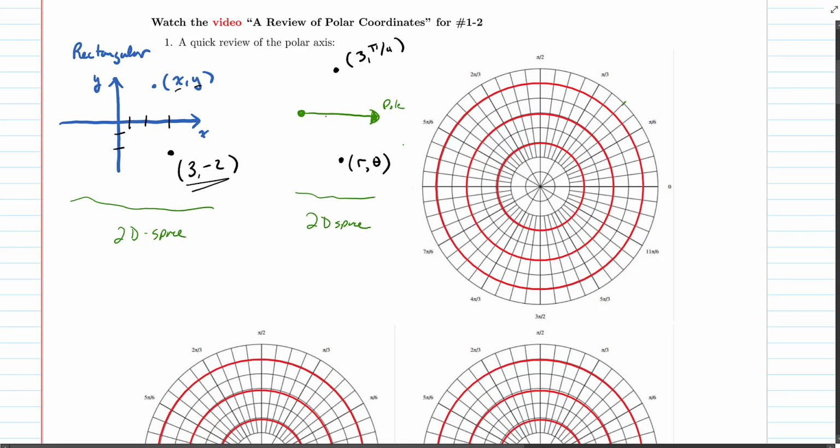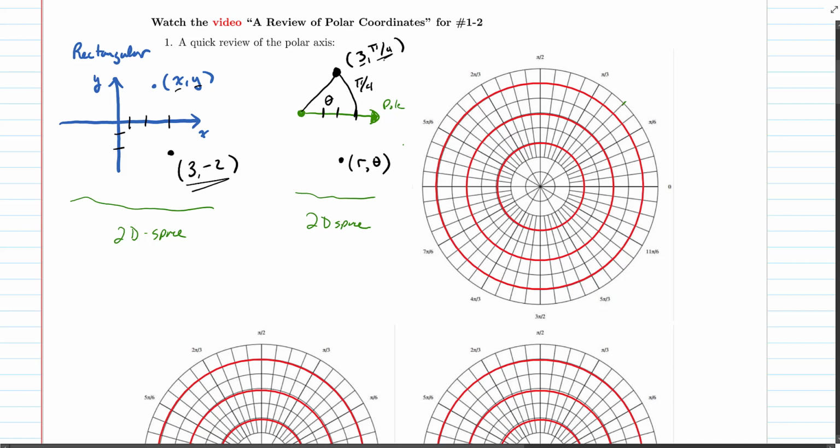The way we're going to interpret that is we're going to go 3 units. We're going to unitize this pole. We're going to go 3 units along this pole, and then we're going to rotate from that pole up an angle of pi over 4. There's our theta equal to pi over 4. That's how we would get to this point. So we think about moving out the pole's distance of 3 and then rotating up to the angle pi over 4.